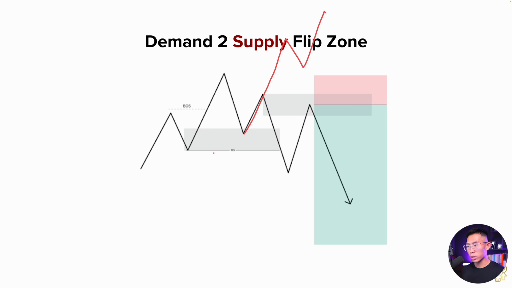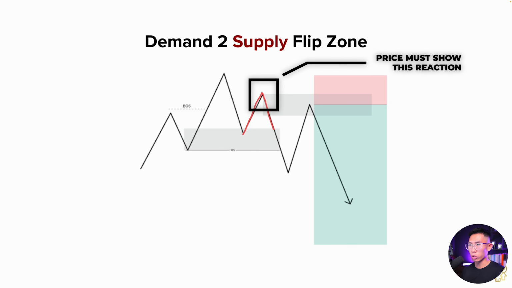But if not, then guess what? That is your failed reaction. And that is what we see in this scenario right here. This demand zone failed to print that higher high. It failed to actually go above this high. So what it did was it went up and came back down. So it created a lower high right here, and this could potentially be your shift in order flow.